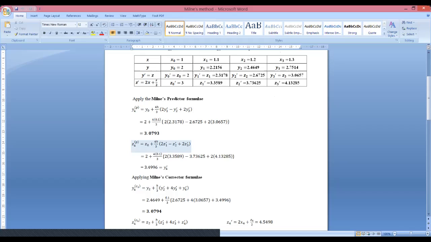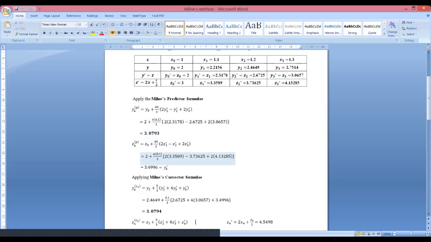So z4 raised to p, the formula goes similar to that of y4 raised to p. Instead of y, we will be writing z. So we have z naught plus 4h by 3 into 2z1 dash minus z2 dash plus 2z3 dash. So z naught value here we have 2, then 4h by 3, same as in the previous formula. Then 2 times z1 dash, it is here z1 dash. Then the next we have z2 dash, and then we have z3 dash. All are available in the table.